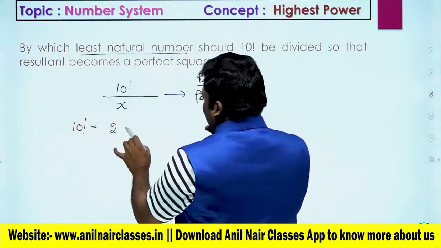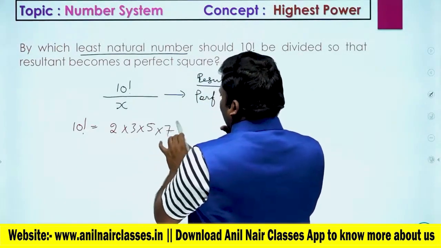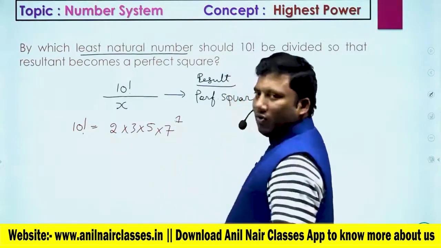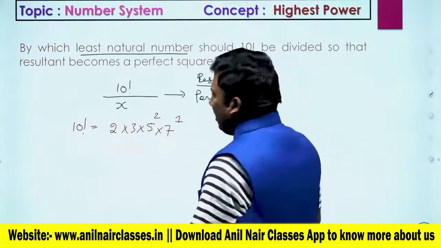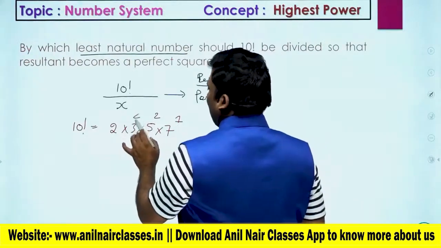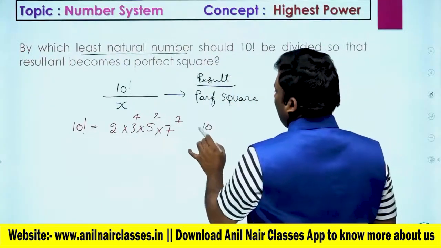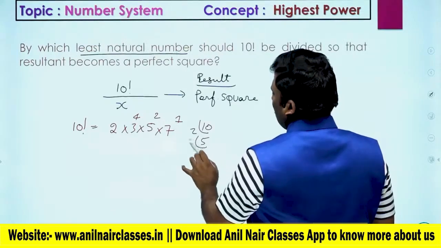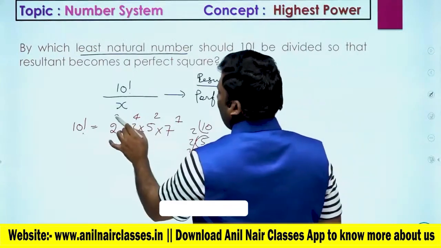What are the prime numbers? 2, 3, 5 and 7. Highest power of 7 in 10 factorial is 1. Highest power of 5 in 10 factorial is 2. Highest power of 3 in 10 factorial is 4. Highest power of 2 in 10 factorial: 5 plus 2 plus 1, it is 8.